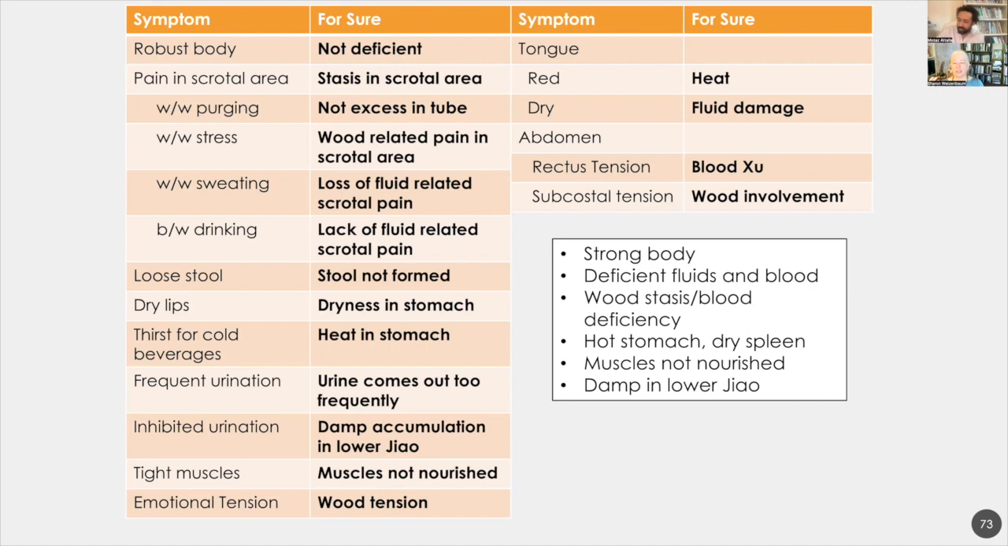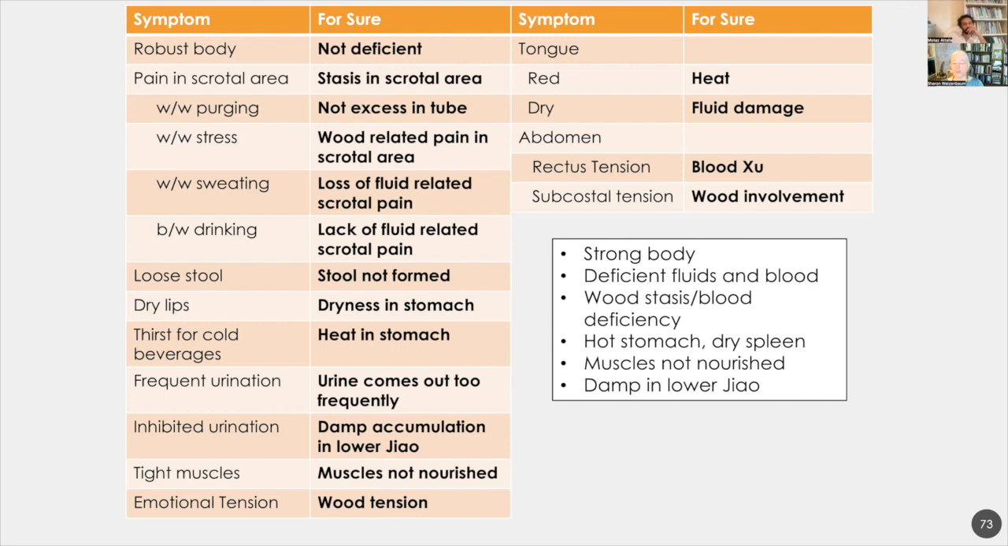So he's got a loose stool. All that tells me is his stool is not formed. I don't know why. I just leave it at that. Dry lips means he's got dryness in his stomach.